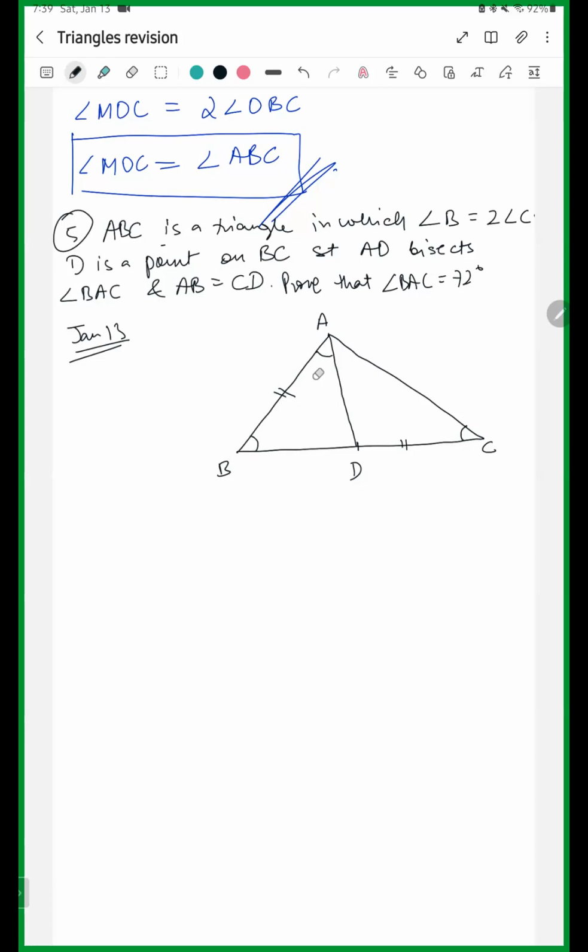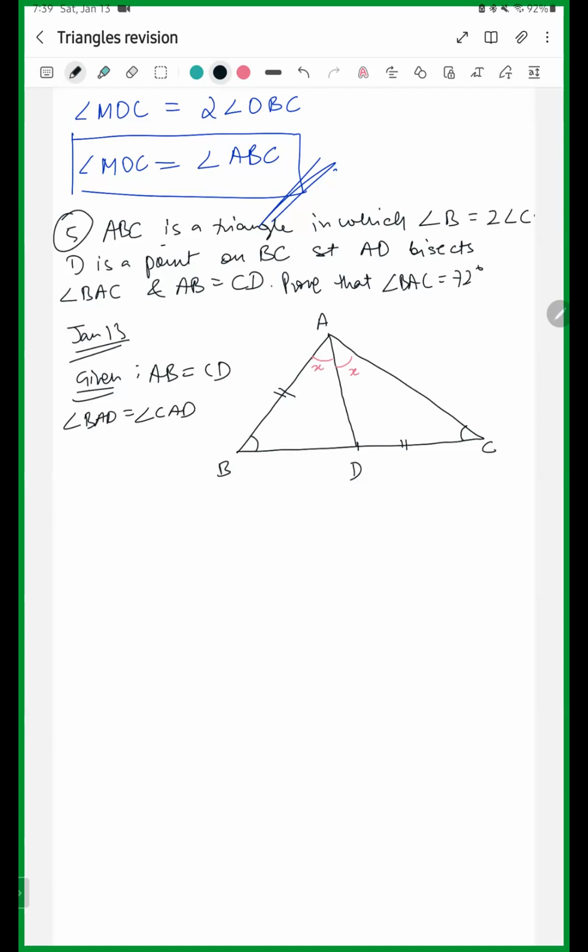So that means this angle will be equal to this angle. If this angle is X, then this angle is also X. We have to prove that. So what all is given to us? AB equals CD, angle BAD is equal to angle CAD.